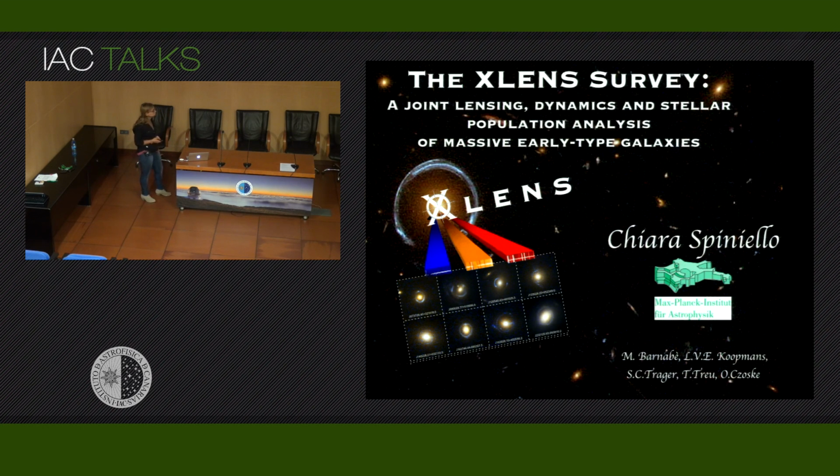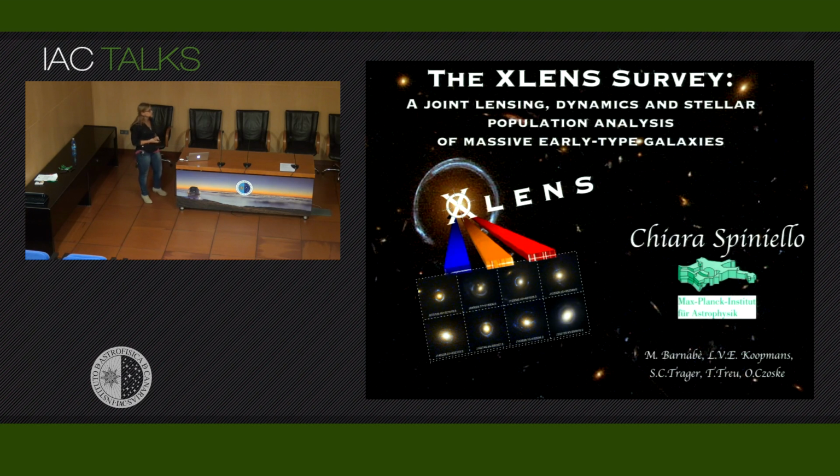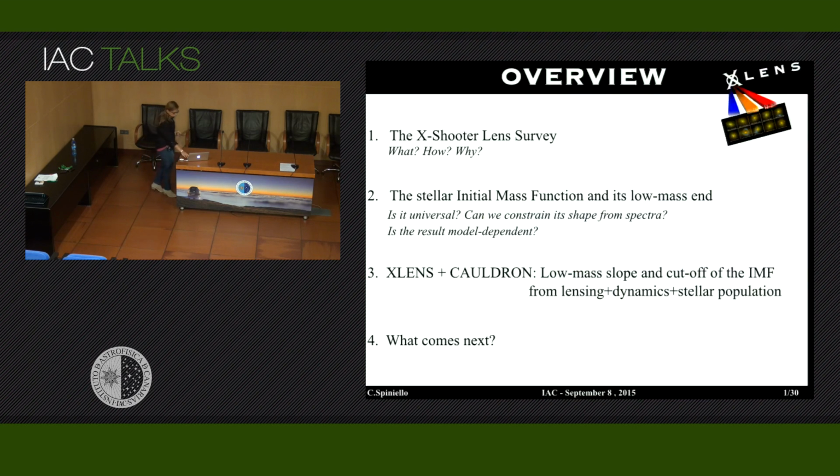As Jesus was saying, I'm working with Simon White at the Max Planck Institute, and I'm becoming famous for my XLENS survey, and especially for the studies I have been doing on the IMF, the initial mass function slope. And that's exactly what I'm planning to talk to you about. So I will introduce the XLENS survey, a survey I designed that started in collaboration with Leon and Scott in Groningen in the Netherlands.